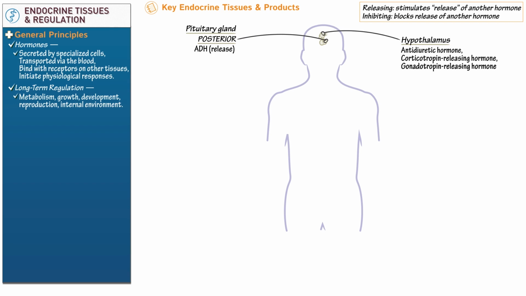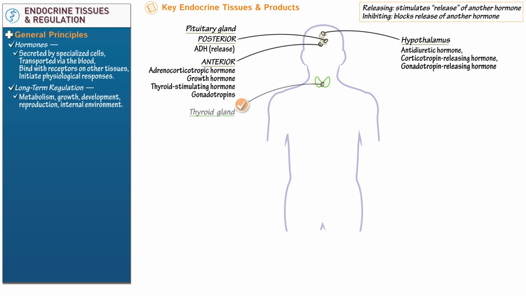Write that the anterior lobe synthesizes adrenocorticotropic hormone, ACTH, growth hormone, GH, thyroid stimulating hormone, TSH, and the gonadotropins, follicle stimulating hormone and luteinizing hormone. As you might have guessed, the names of these hormones tell us their effects on target organs. For example, thyroid stimulating hormone stimulates the thyroid gland.